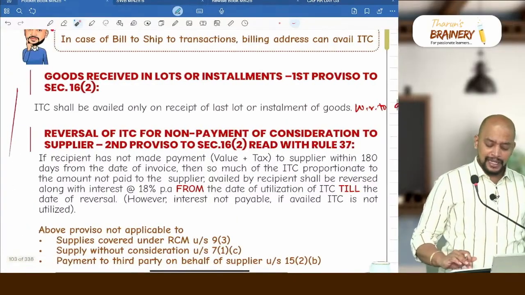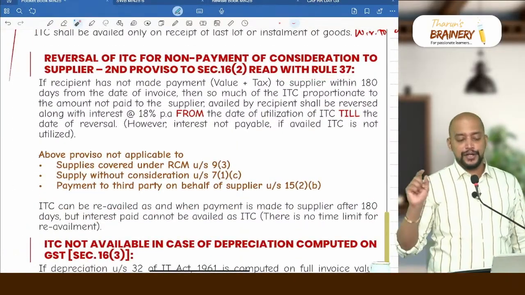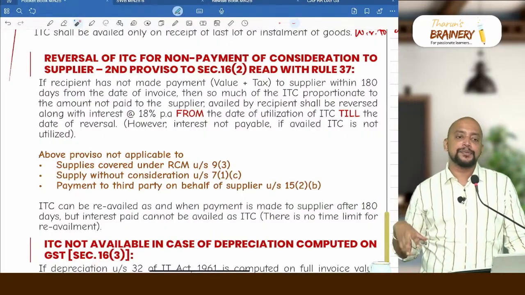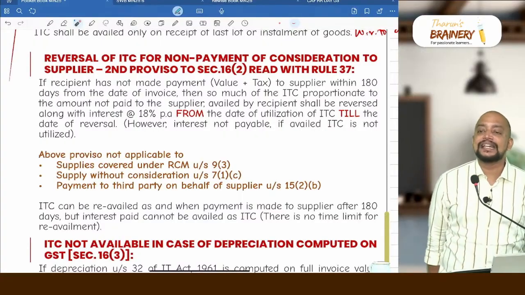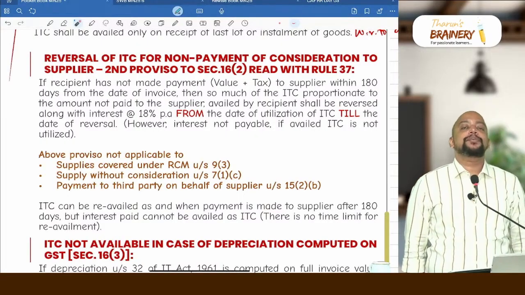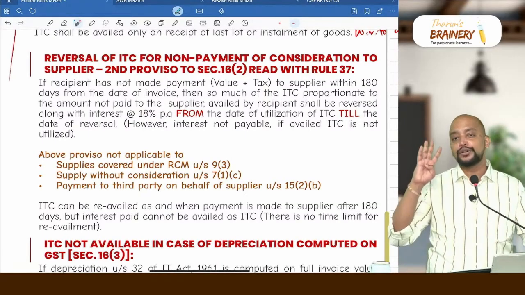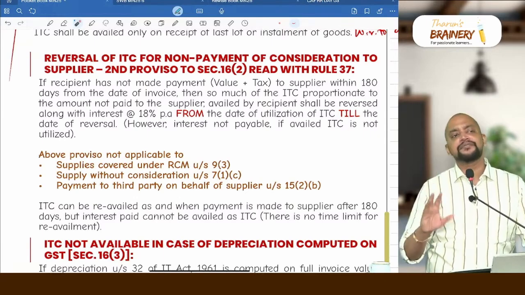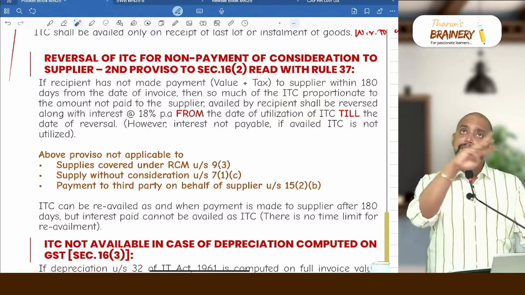Okay. Then reversal of ITC, this is Rule 37. When the payment is not made to the supplier within 180 days from the date of invoice, so much of the ITC availed by the recipient needs to be reversed. Say, for example, you have made the payment of 60% within 180 days and 40% you have not made within 180 days, then how much do you need to reverse? Only proportionate to 40%. And suppose you have not paid 100% within 180 days, you need to reverse the ITC. Again, thereafter you paid 30% to the supplier.